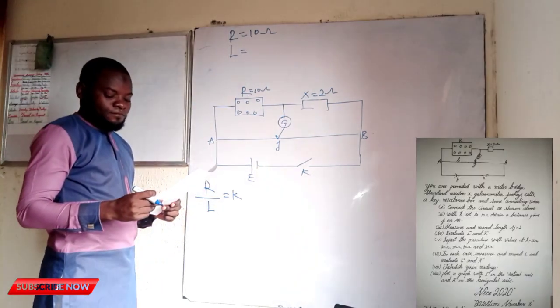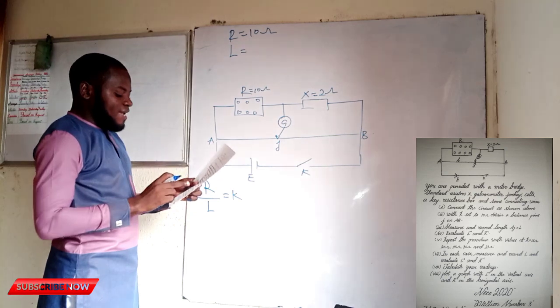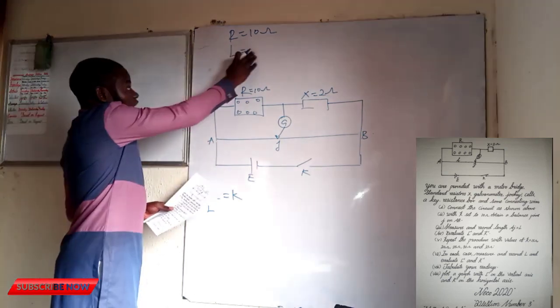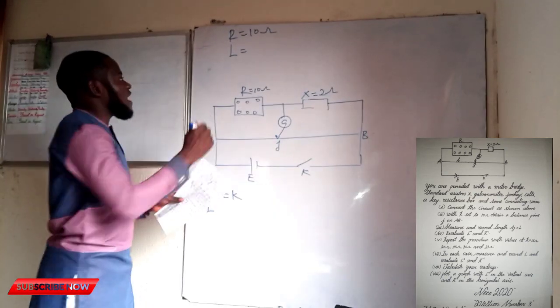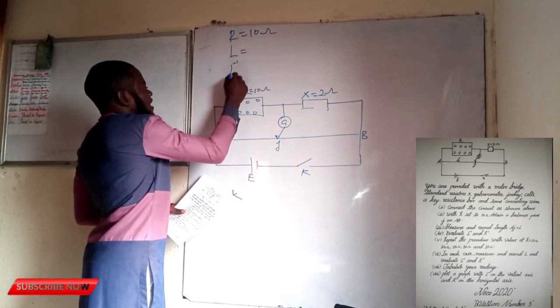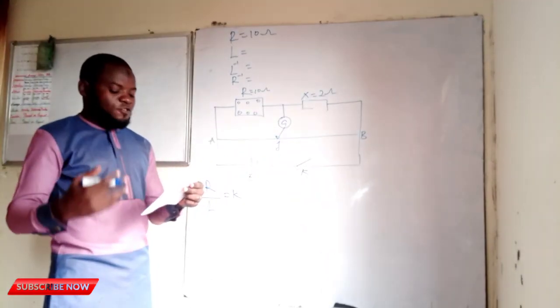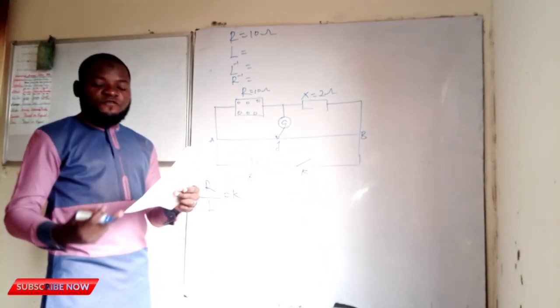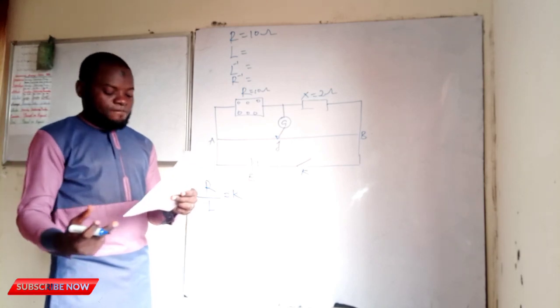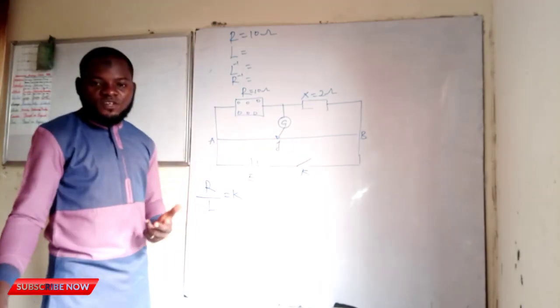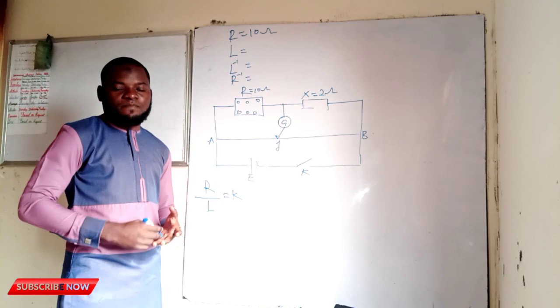L. So the question now says we should measure and record the value for L. Then we evaluate L inverse and R inverse. So we are asked to repeat the procedure with values of R to be 15, 20, 25, 30, and 35. Now let's obtain the first one. How can we do this without carrying out the experiment?